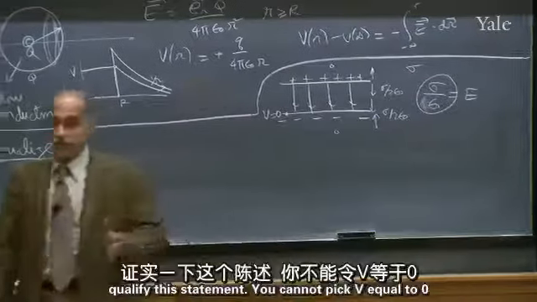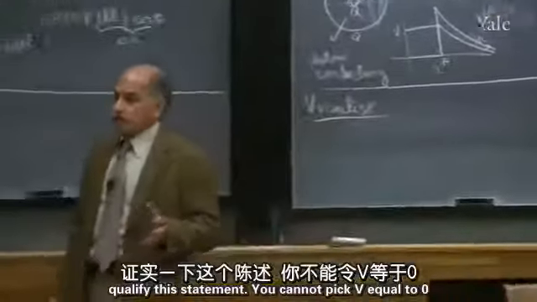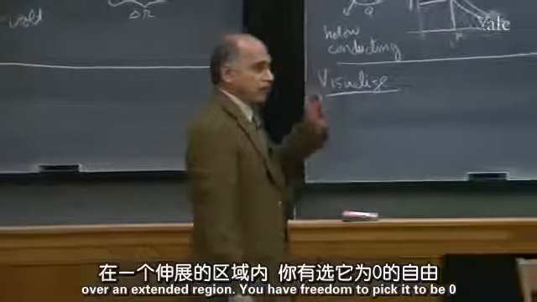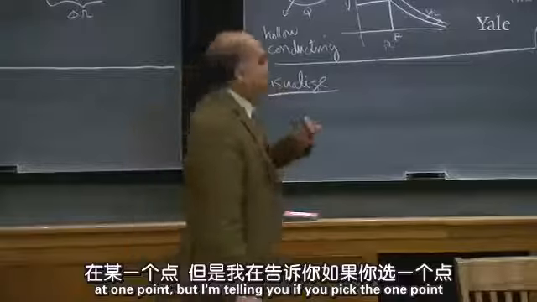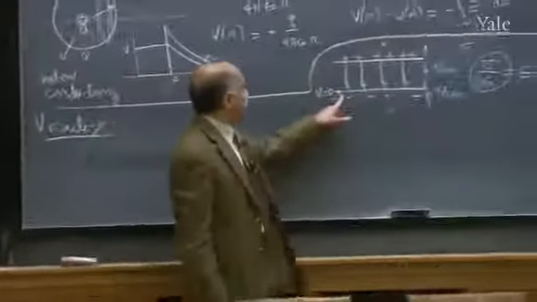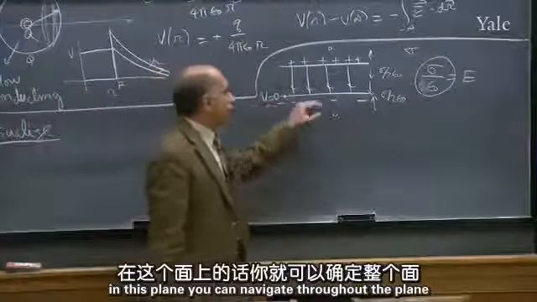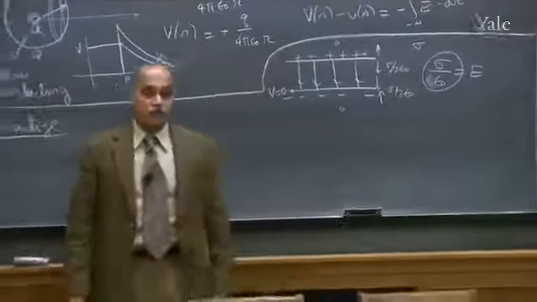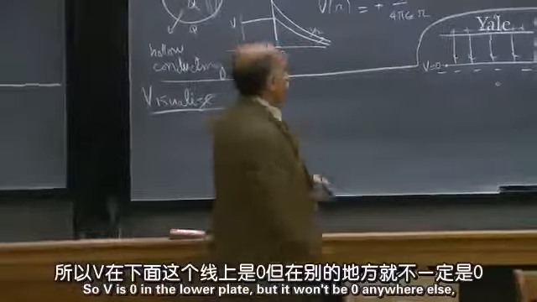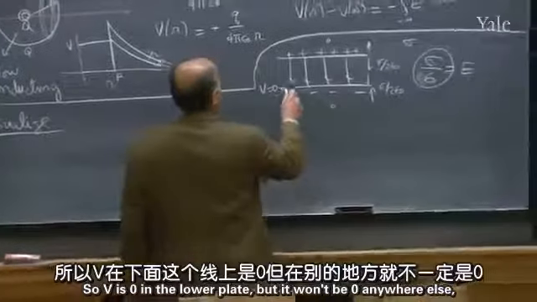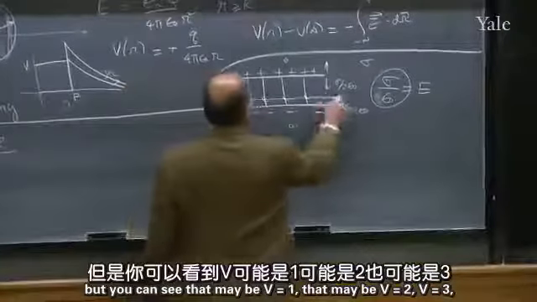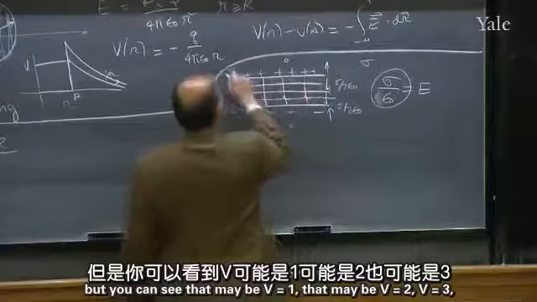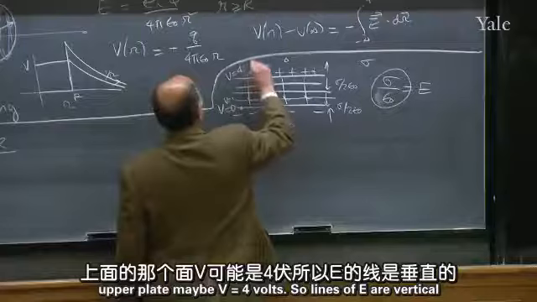Yeah, so I should qualify this statement. You cannot pick V equal to 0 over an extended region. You have freedom to pick it to be 0 at one point. But if you pick the one point in this plane, you can navigate throughout the plane without changing V, because you move perpendicular to E. So V is 0 on the lower plate, but it won't be 0 anywhere else. But you can see that maybe V equal to 1, that may be V equal to 2, V equal to 3. Upper plate may be V equal to 4 volts.